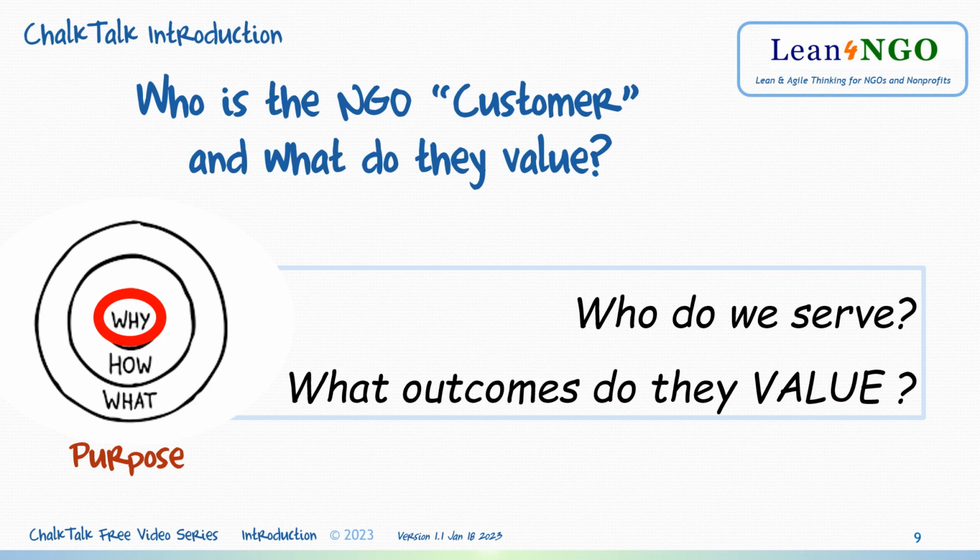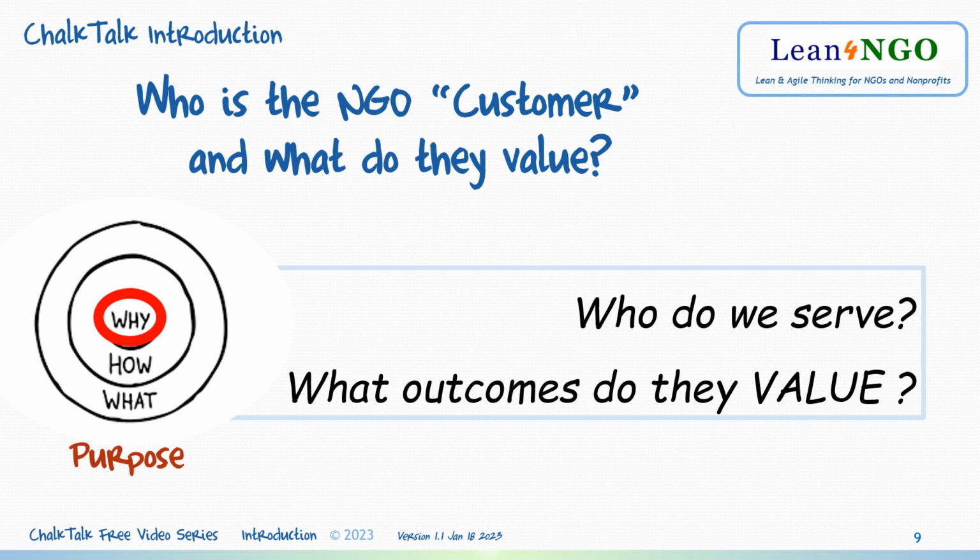To understand why Lean and Agile thinking may be useful, first, each one of us must clearly understand the shared purpose behind our mission that unite and motivate our organization and give direction to our effort. So let's start with another classic question that Lean and Agile thinkers always ask. Who is the customer and what do they need?